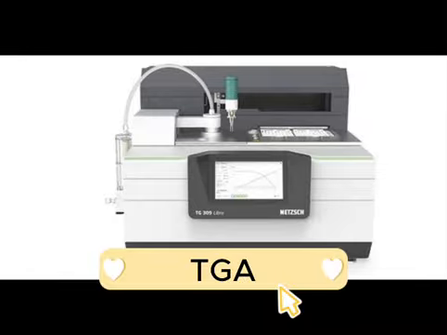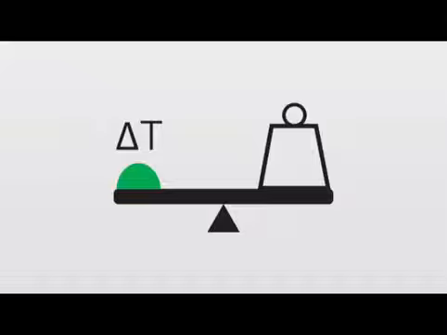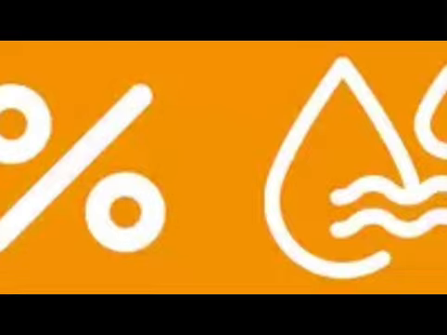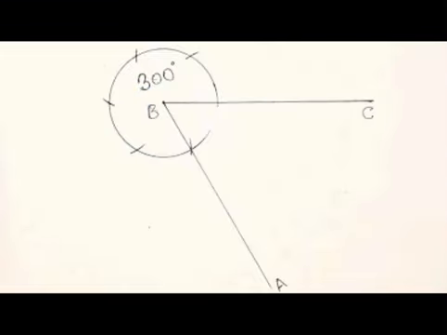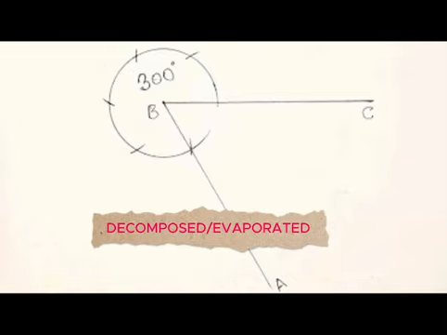Another important technique is the TGA, thermogravimetric analysis. It heats a sample and weighs it continuously. What we get is the thermal stability, water content and percent loading. If mass drops at 300 degrees centigrade, it means something is decomposed or evaporated.